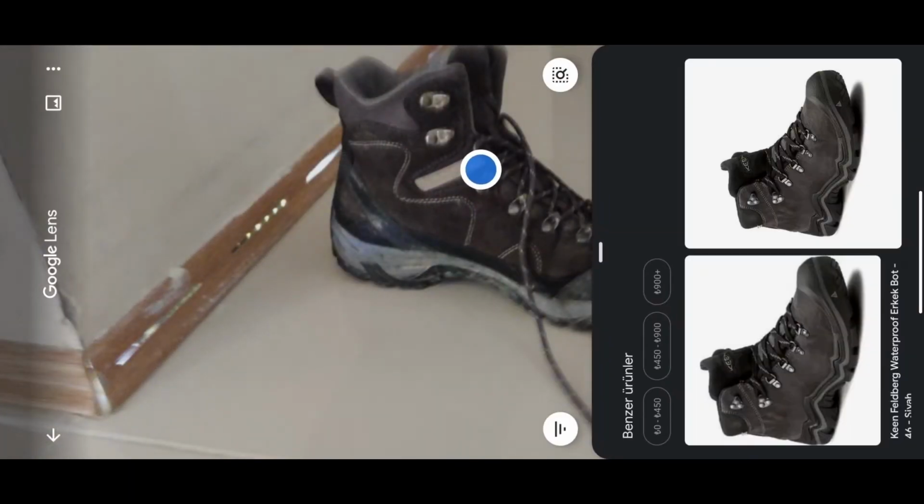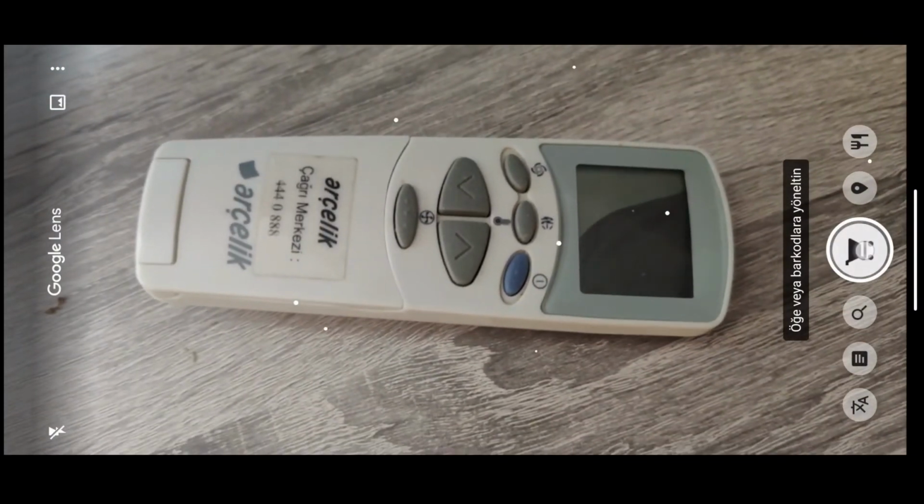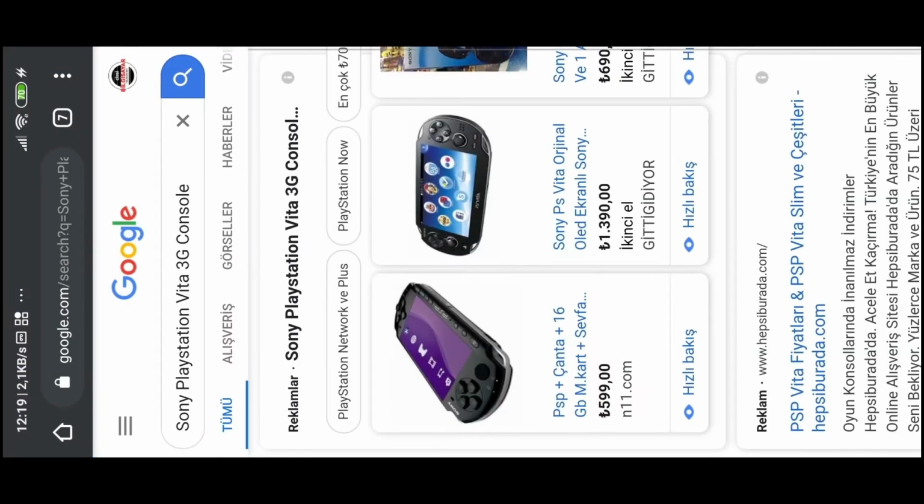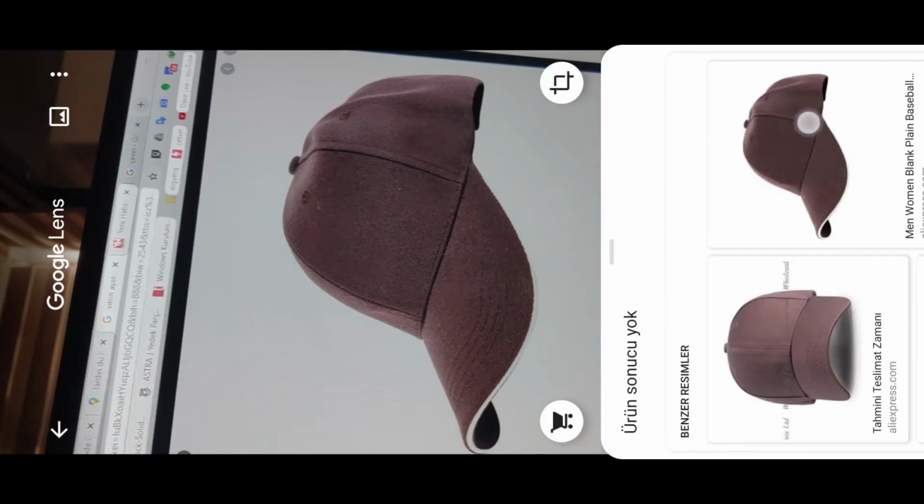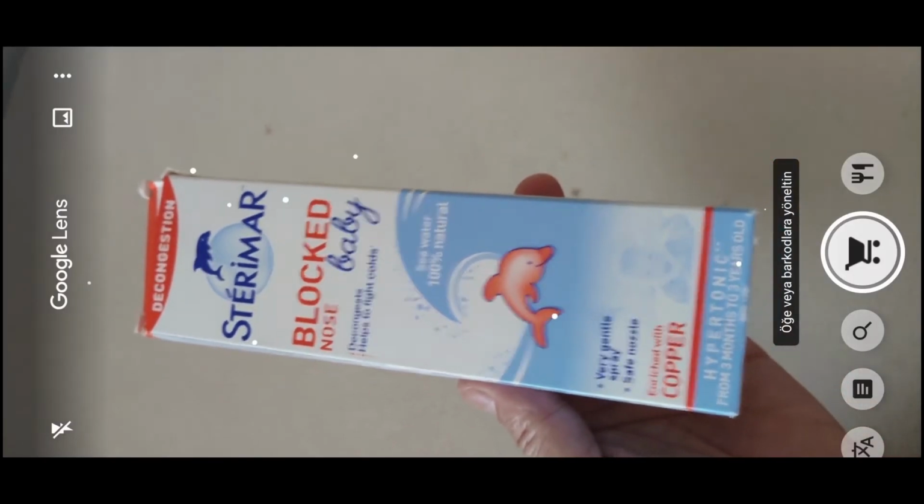Shopping is my favorite part. When I see something I want to buy, I just hold the lens on it. Where can I find it cheaply, its quality, models, colors and everything? You can find detailed information about clothing, electronics, toys, even the prospectus of any drugs.